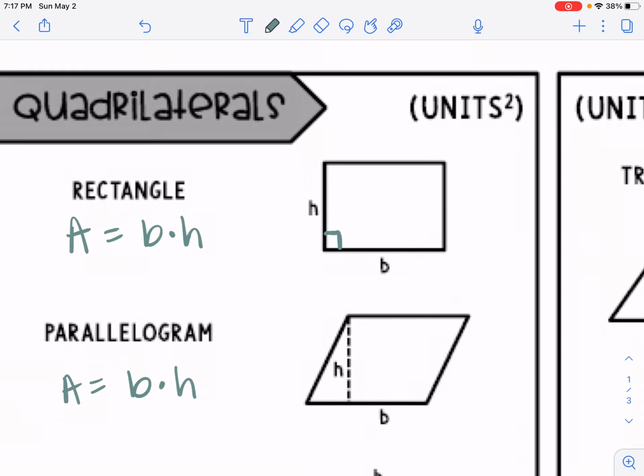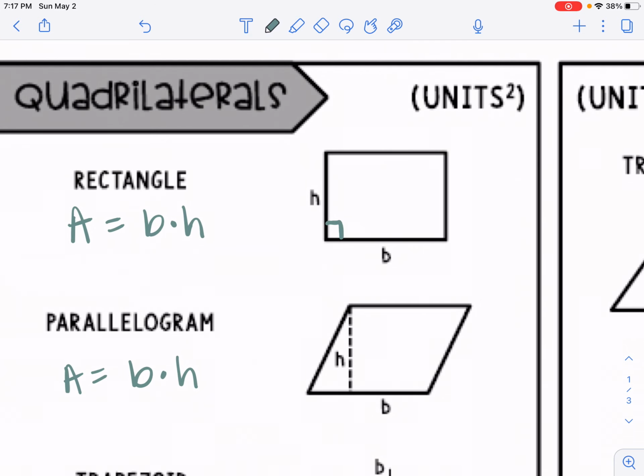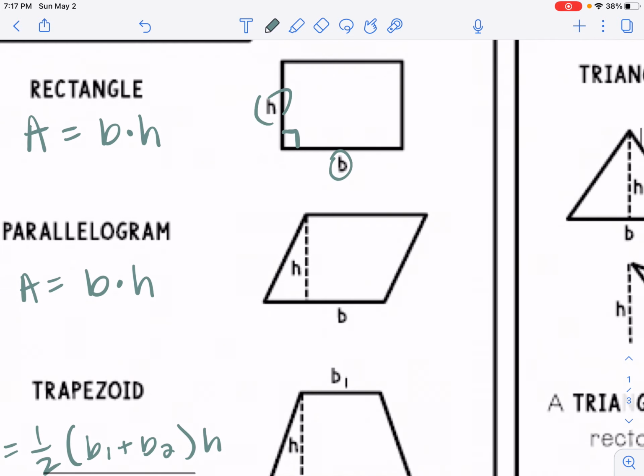So for a rectangle and a parallelogram, the formula is area equals base times height. For a rectangle, it's pretty straightforward. You just multiply this number, and there's your answer. For a parallelogram, don't get tricked by this over here. These are just side lengths, they're not the height. The height has to be perpendicular to the base. So you need to multiply this number and this number. You do not need to multiply the side lengths. They have to be perpendicular to the base.